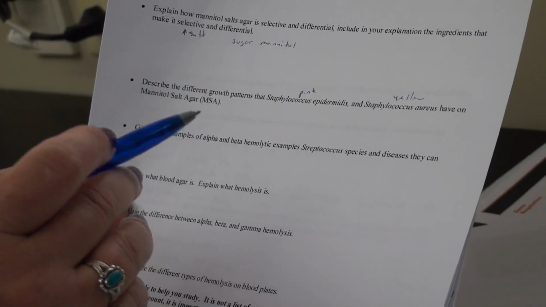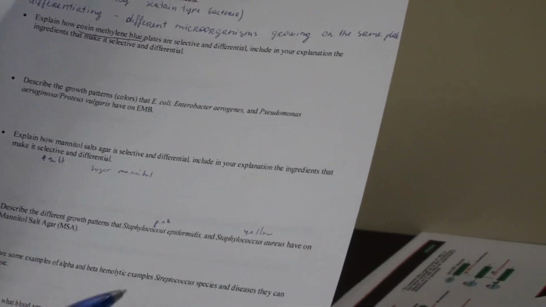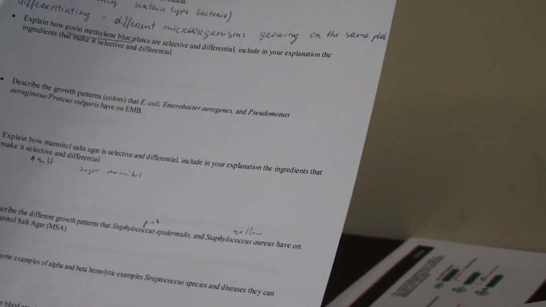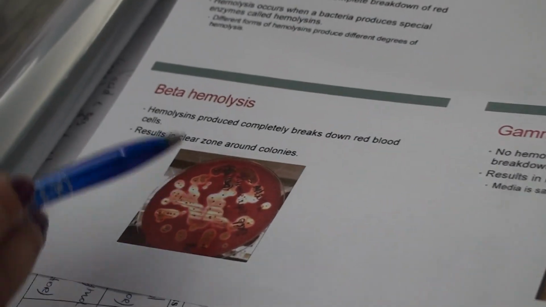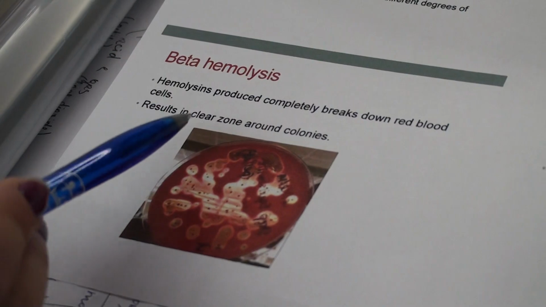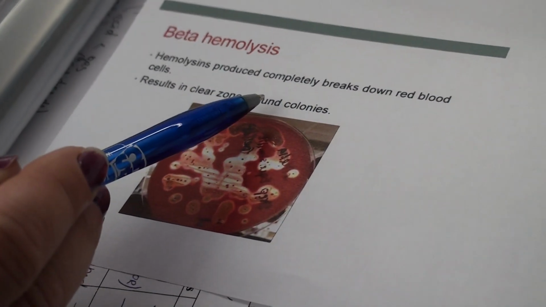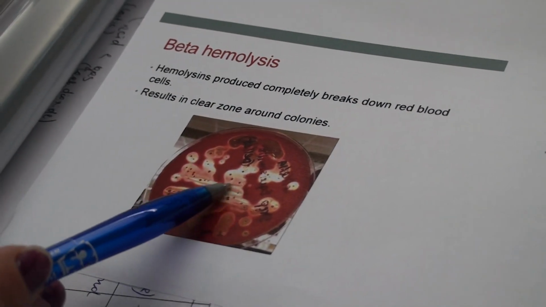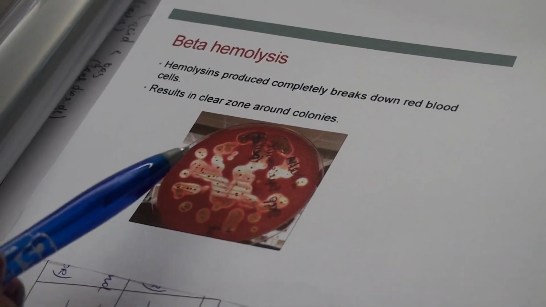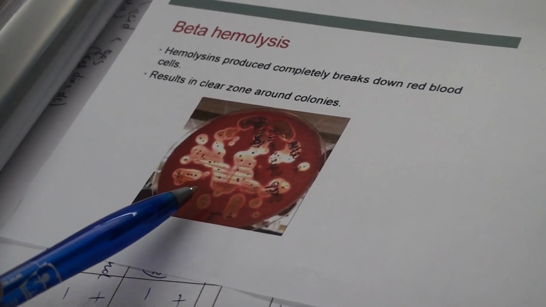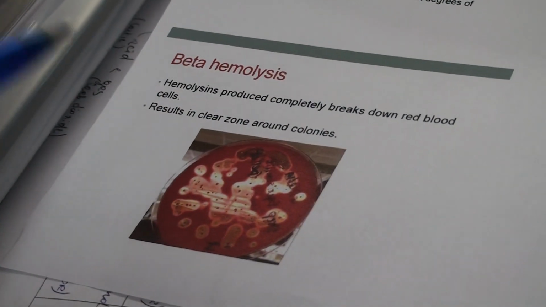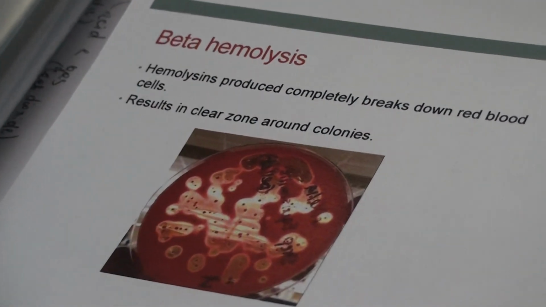There are 3 different types of hemolysis that you have to differentiate between: alpha, beta, and gamma. Okay? So if it is beta hemolysis, it means that there is a complete breakdown of the blood cells, and you are going to see very clear areas surrounding the bacterial colonies. So if it's a complete breakdown, you're going to get a clear area around it.